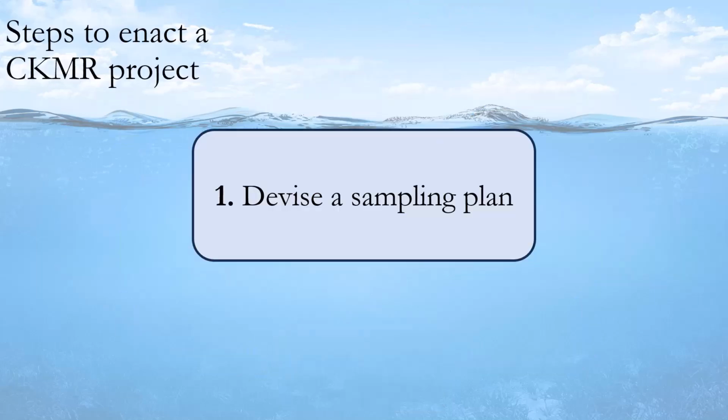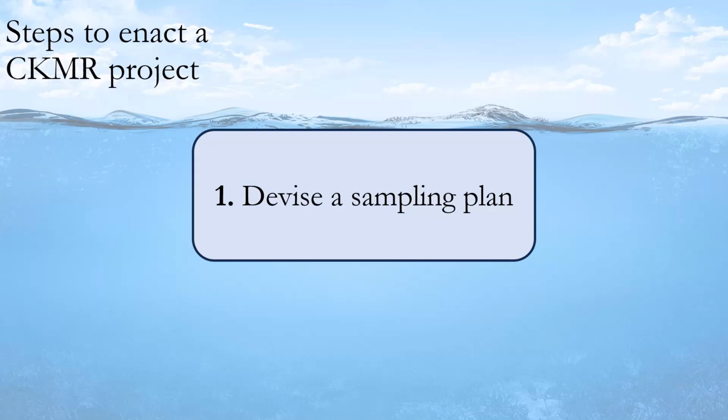So the first step of a CKMR project would be to devise a sampling plan. And here we need to consider sampling infrastructure. How are we going to collect the samples? Will we collect samples invasively or non-invasively? And how will they be preserved? And remember, with CKMR, the birth years are more important than the sampling years. So when we're thinking about our sampling plan, we need to think in terms of birth years more so than the specific years we're sampling.